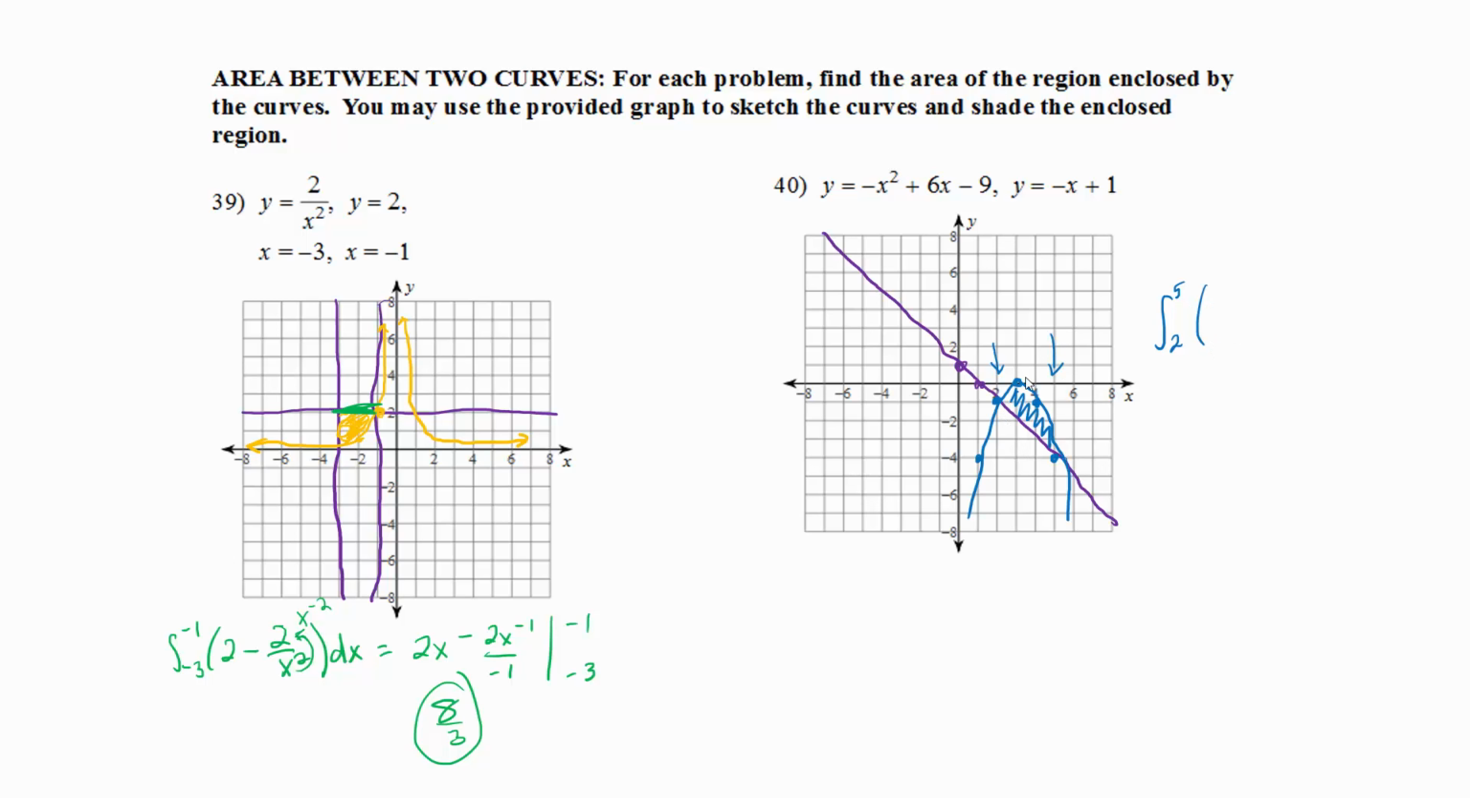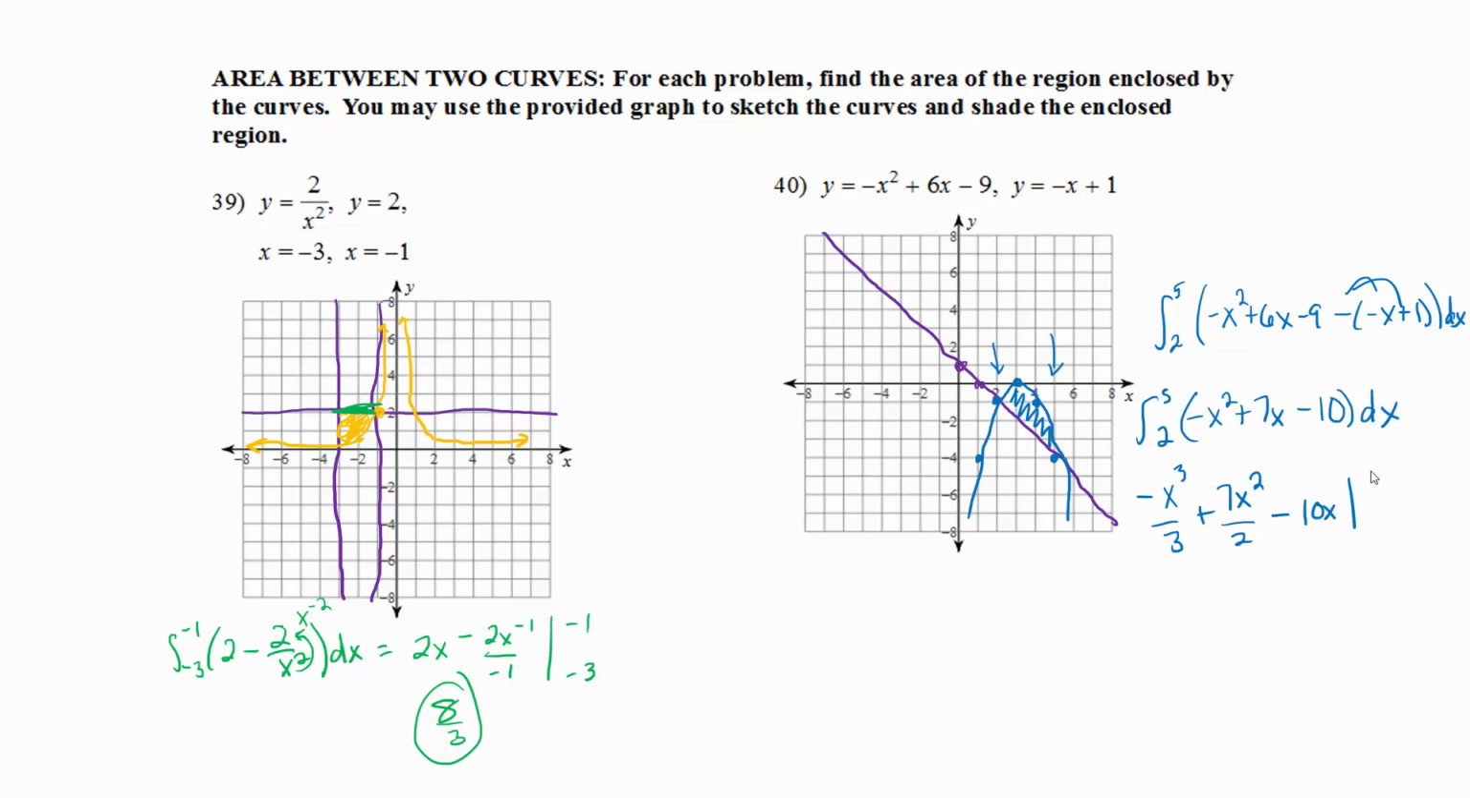Our function that's on top is the parabola, because the top part of our region, and we want to subtract the line. And so we want to make sure that we distribute this negative. And then we can add like terms. We can do that in the same step if we want to. Like this is a plus x, which makes it be 7x instead of 6x. And this is a -1, which makes it -10. We want to power rule, which we've been doing a lot of actually recently. A lot of power ruling. And then we want to plug in 5 and 2.